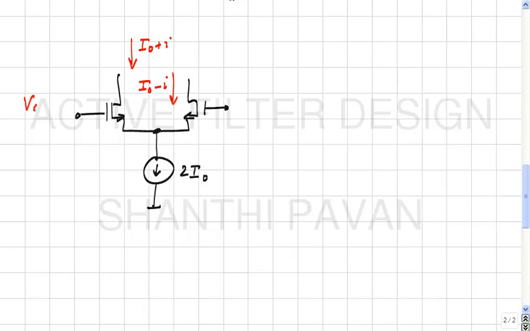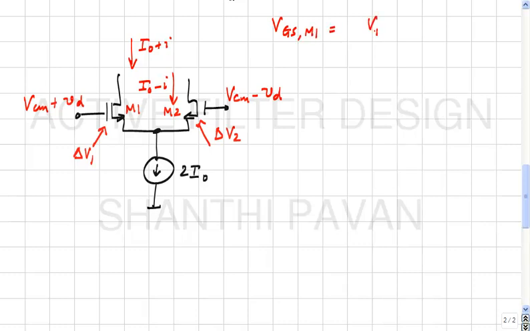So this is VCM plus VD, this is VCM minus VD. You understand? So let's call the overdrive of this transistor delta V1 and the overdrive of this transistor delta V2. So what is VGS of M1? VT plus delta V1, and VGS of M2 is VT plus delta V2.